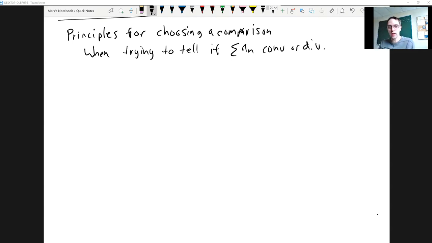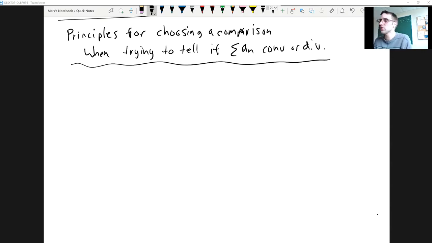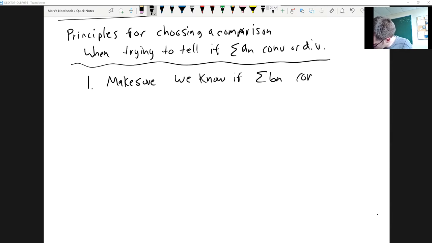All right, so presumably we have some series, the sum of an, that we're trying to describe, and we're going to try to find some series bn that we can compare it to. And the first principle is make sure we know if the sum of bn converges or diverges. It does not help to compare to another series if the new series is equally hard as the original one we're trying to deal with. We have to be able to determine whether bn converges, otherwise the comparison is completely useless.